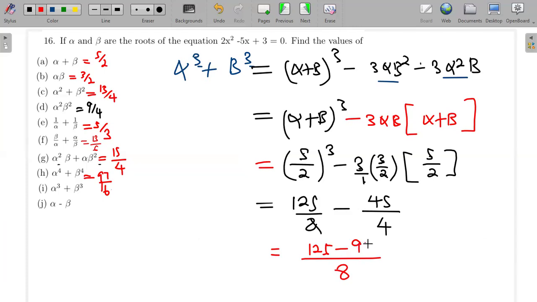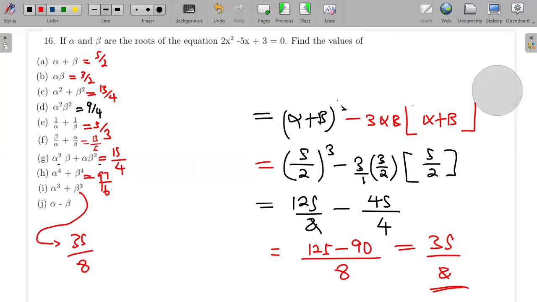So I have minus 90, so that will be 125 minus 90, that will just give me 35 divided by 8. Okay, so that is the value for alpha to the power 3 plus beta to the power 3. It's simply 35 divided by 8. So this guy here, I'll just write it down here. It's 35 divided by 8.